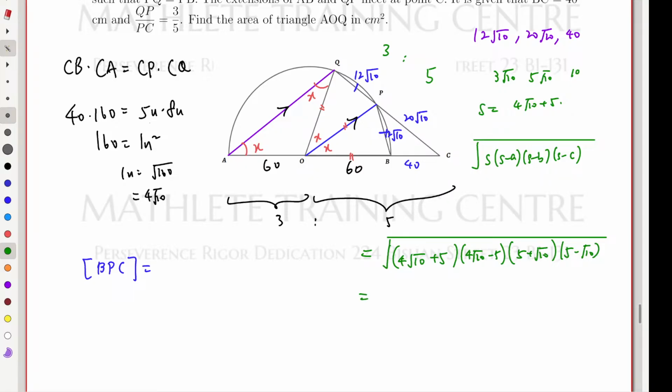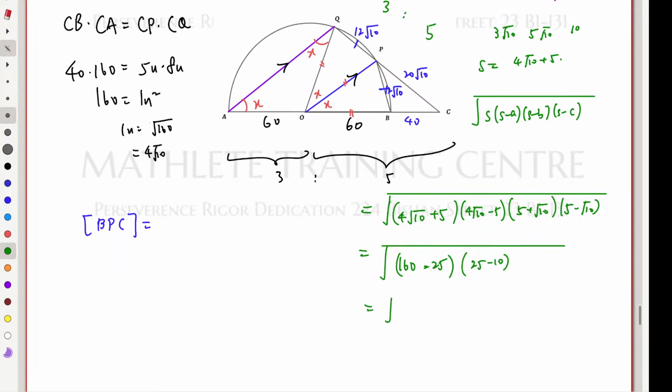Okay, so the area of this is equal to, if you square 4 square root 10, you get the value of 160, minus 5 squared is minus 25, then 5 plus square root 10 times 5 minus square root 10 will be equal to 25 minus 10.